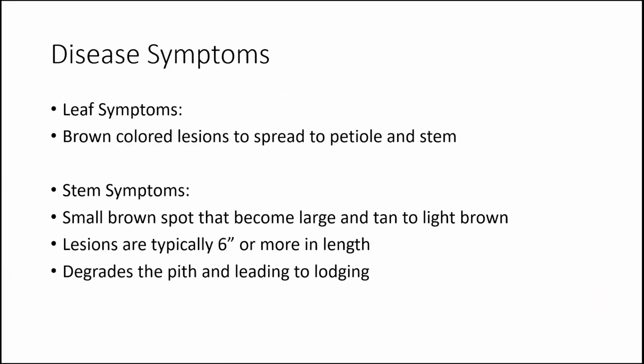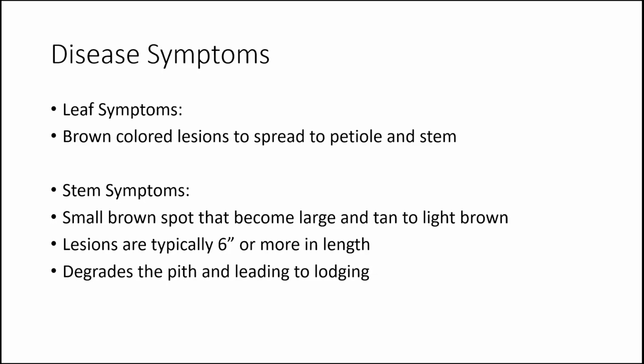There are also some leaf symptoms associated with this disease, and I'll have those on the next slide. But you'll see brown colored lesions that eventually spread from a wedge area on the leaf into the petiole and then onto the stem. The stem symptom is the one that is more commonly observed, and that's a small brown spot that becomes larger and tan to light brown in color.